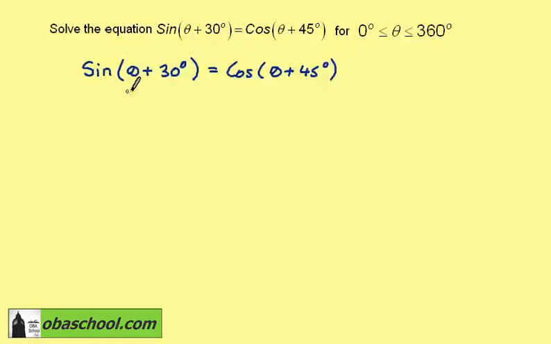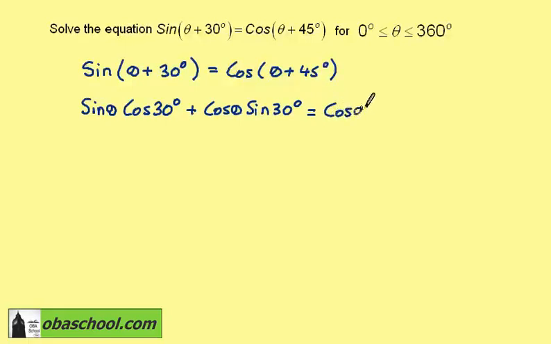We can use the compound angle formulae to expand these. This will be sin theta cos 30 plus cos theta sin 30. And on this side we'll have cos theta cos 45 degrees minus sin theta sin 45 degrees.